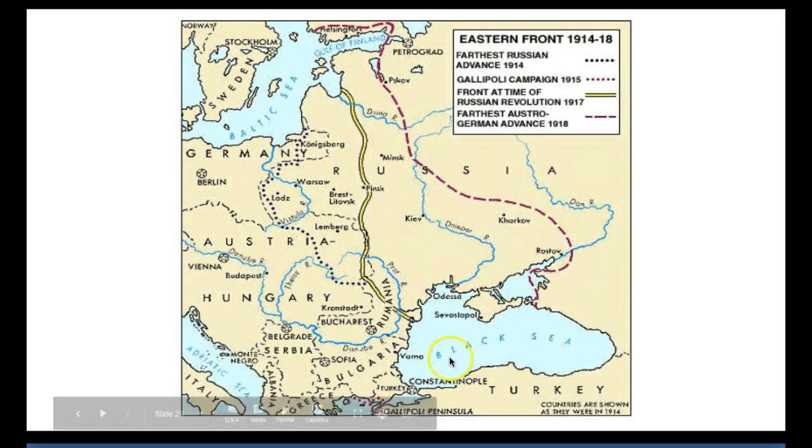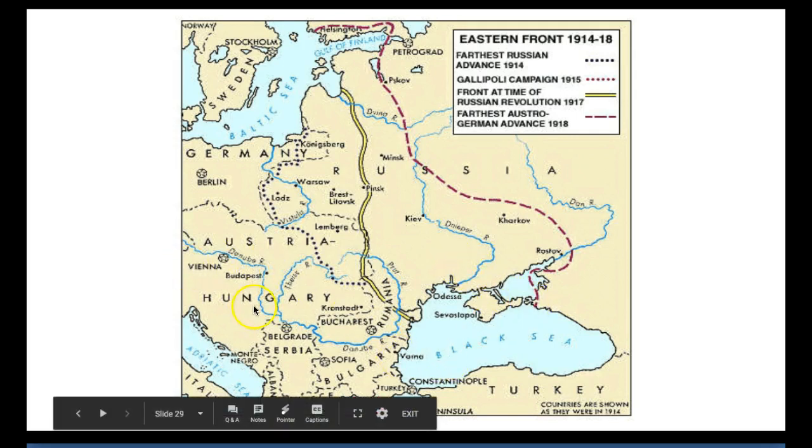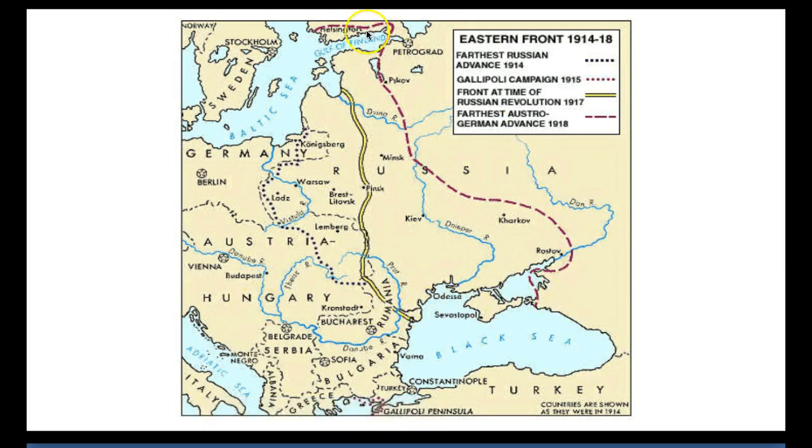And this is the Eastern Front. So the other picture was where the line was drawn as far as the Western Front, and this is the Eastern Front. Okay, so it says farthest Austro-German advance in 1918. That's about as far as they got into Russia. And front at the time of the Russian Revolution is 1917. That's this yellow line.